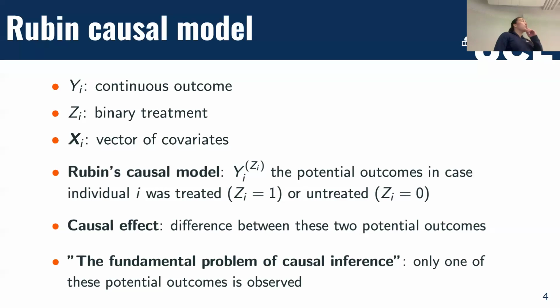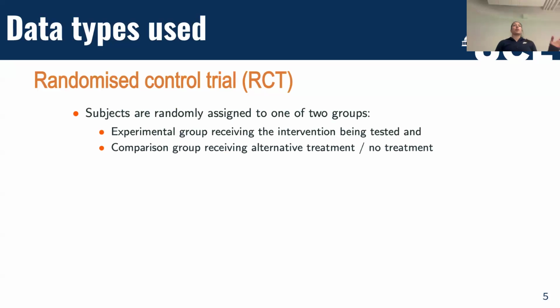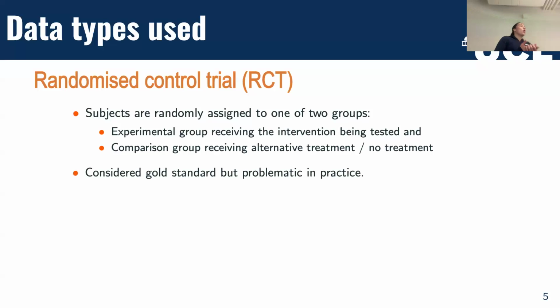So one way to fix that problem is to design studies in such a way that for a person with specific characteristics who gets treated, you have another person with the same characteristics who is not treated. And that's the idea behind randomized controlled trials. Subjects are randomly assigned to one of two groups. If they are in the experimental group, they receive the intervention that's being tested, and in the comparison group, they would receive an alternative treatment or basically no treatment. They're considered the gold standard, but for reasons we're going to see in a second, they can be quite problematic in practice.